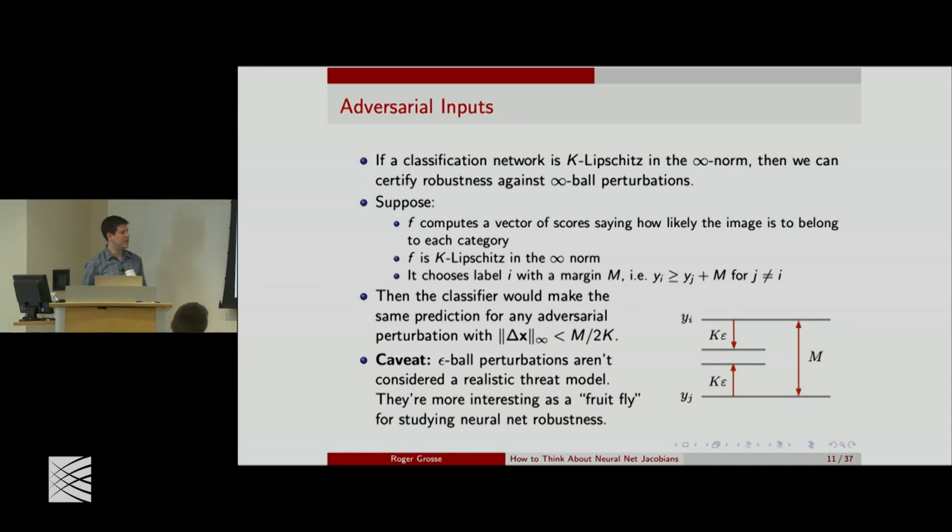I say all of this with the caveat that it's still not clear whether epsilon ball perturbations are a realistic threat model. There isn't really a realistic situation where the adversary would actually be constrained to an epsilon ball. So really, this is more of a fruit fly for studying robustness in general, because these sorts of attacks are fairly easy to construct, and they're fairly powerful unless you specifically try to defend against them.